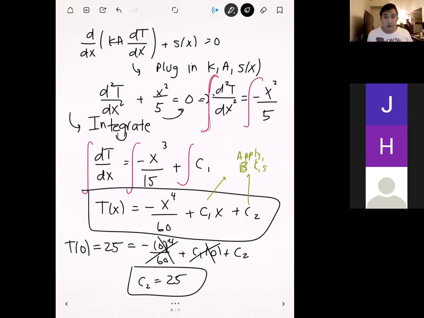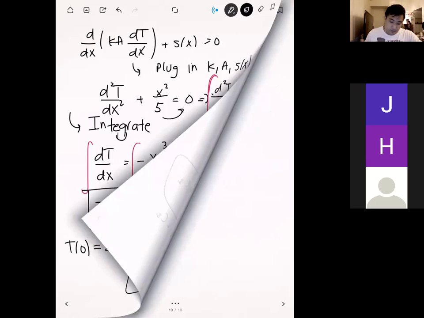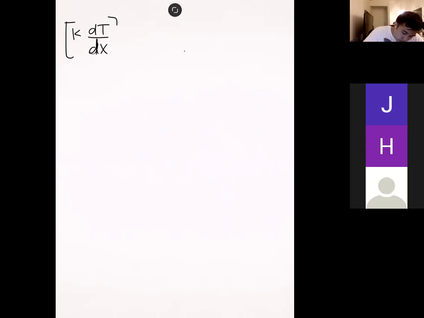Okay, so that's the first boundary condition. So let's apply our other boundary condition. On the right-hand side, we have an adiabatic condition. What that tells us is that k times dT dx at x is equal to 5, because it's at the right-hand side of our domain. Normally this is equal to q bar, but in this case, since we have an adiabatic surface, we can just say that it's equal to 0.